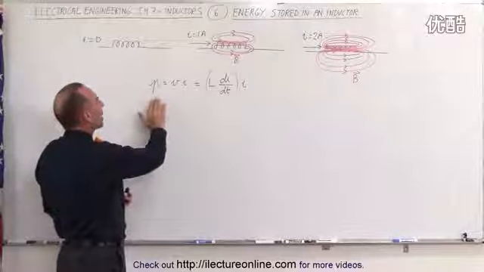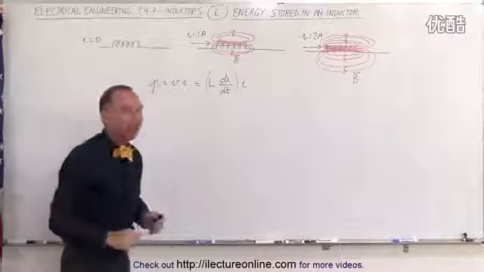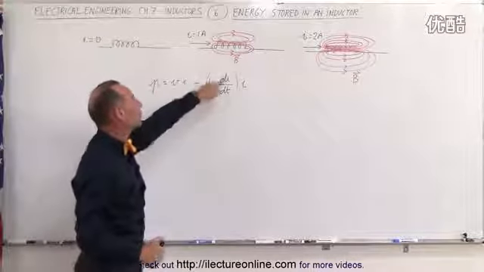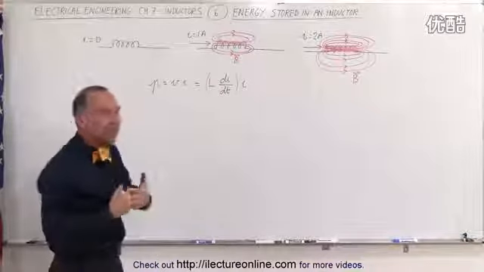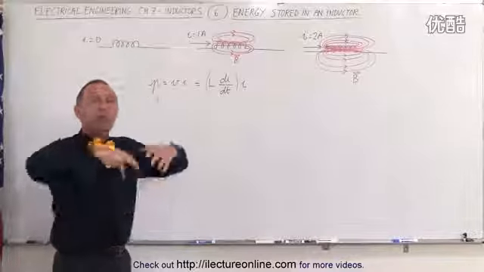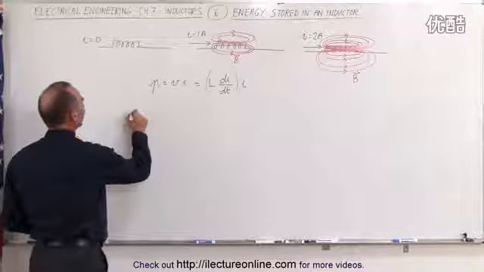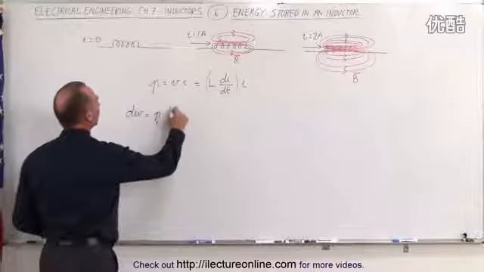We start with the power equation, where the power is equal to the voltage times the current. And of course, with an inductor, the voltage is equal to the inductance times the rate of change of the current with respect to time. Now, to find the amount of energy stored, it would be the amount of work done to develop that magnetic field. We can write this as the small amount of work done, dW, is equal to the power times dt.